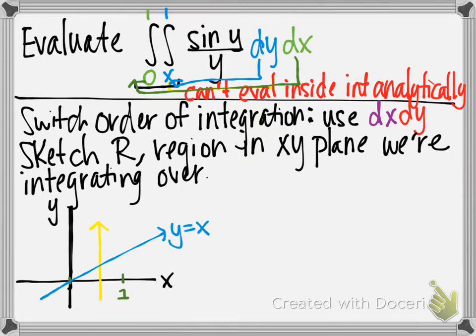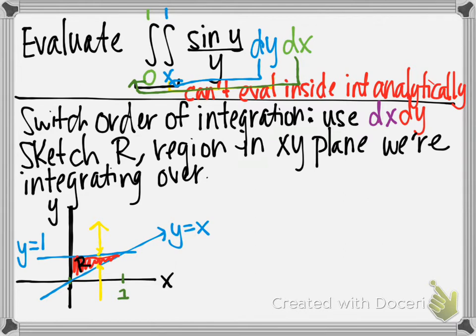Here's the line y equals x. And then it exits at the line y is equal to 1. That should be a horizontal line. You get the idea. That's the line y is equal to 1. So the ray enters the region when y is equal to x, and it exits when y is equal to 1. That means that the region that we're integrating over is this triangle inside here, and that's what we're calling R.